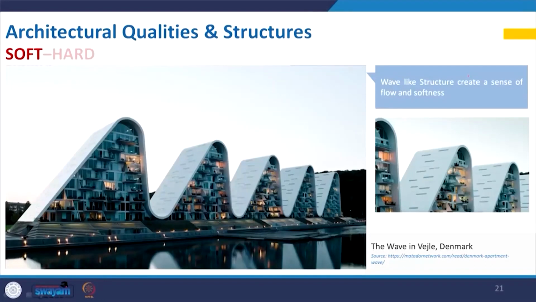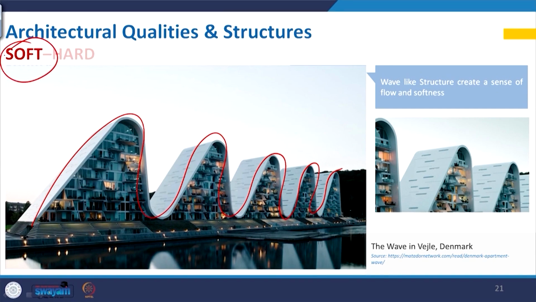I think in this I do not need to really say much, it is a nice example of a flow wave. This is an apartment building in Denmark, where the roof is created in such a manner that it looks very soft. Again, I am mentioning that soft is not about the material quality, it is the visual softness.